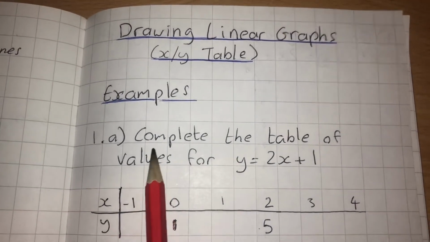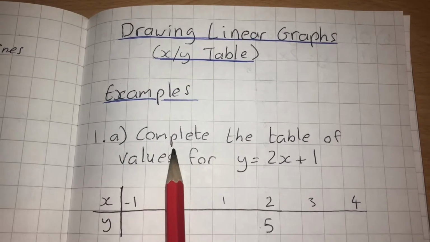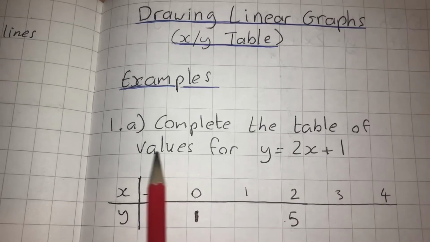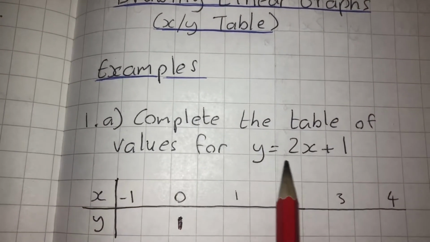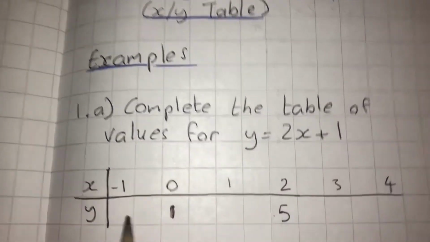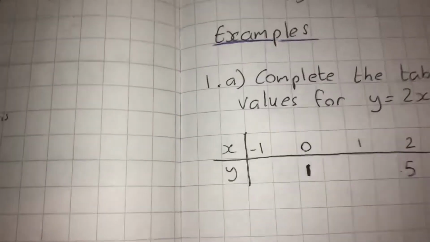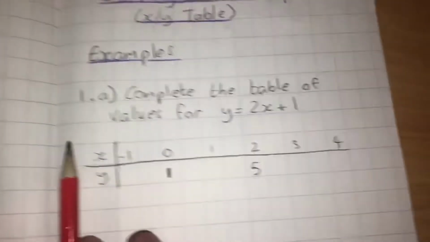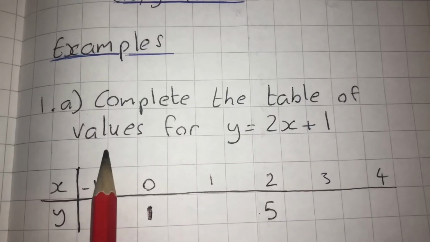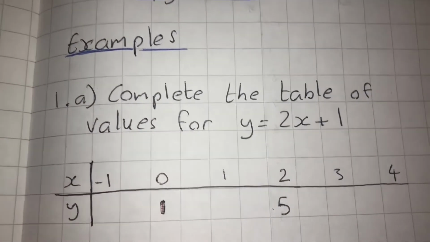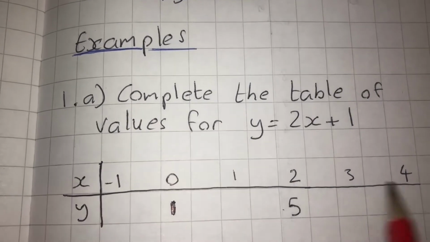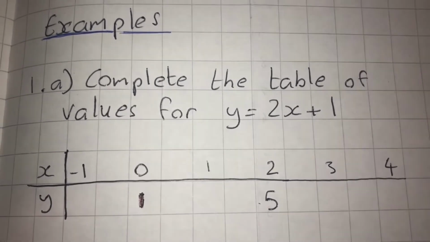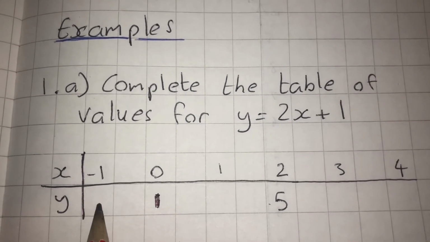So typically in your exam you might be asked a question of this nature, where first off you might be asked to complete what's known as an xy table, and you're given the equation, so we're completing the xy table for values of y equals 2x plus 1. Essentially what we're going to get from this is coordinates to then be able to plot a straight line graph. Alright, so part A: complete the table of values for y equals 2x plus 1. We're given the x values from -1 up to 4, and these are our values of x for each coordinate. So we have to work out the missing y values.